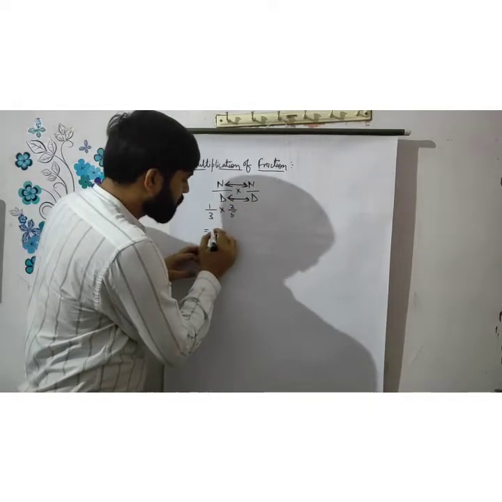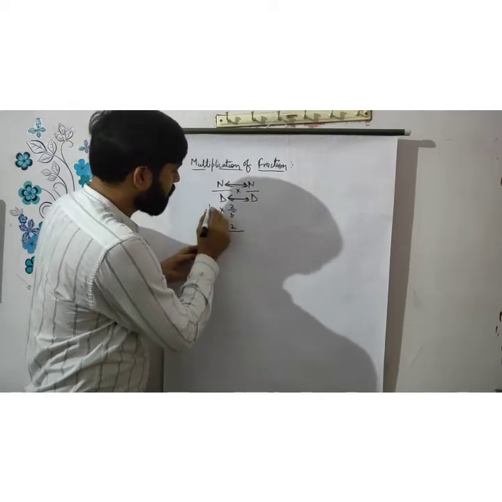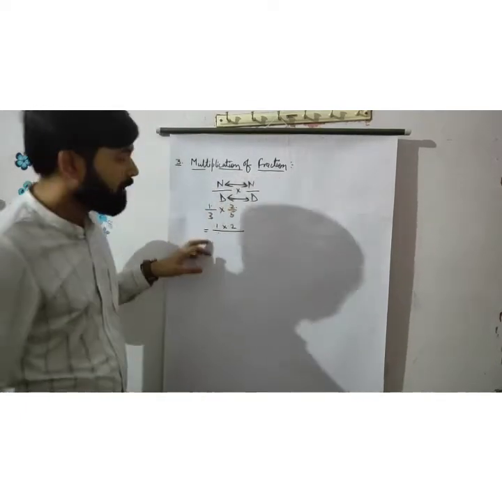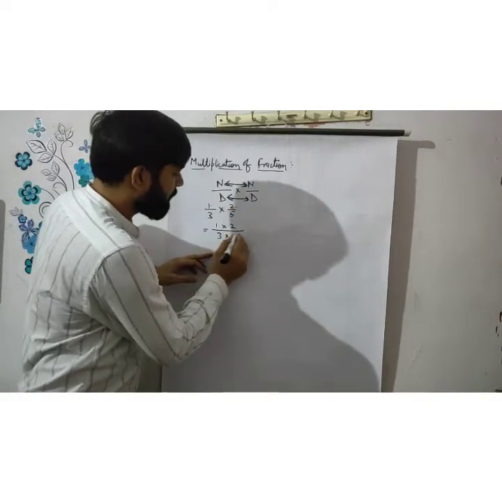So it is equal to 1 multiplied by 2, this is a numerator, this is a numerator. So 1 multiplied by 2 and then 3 multiplied by 5.